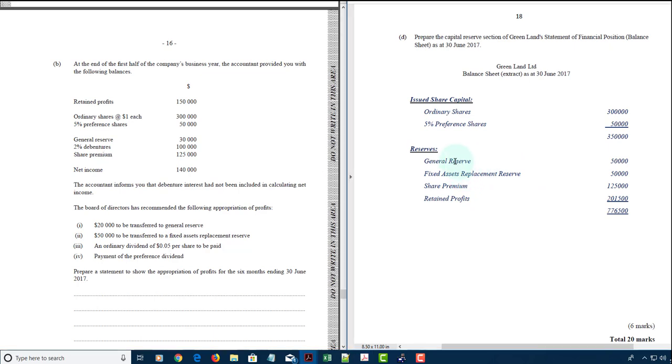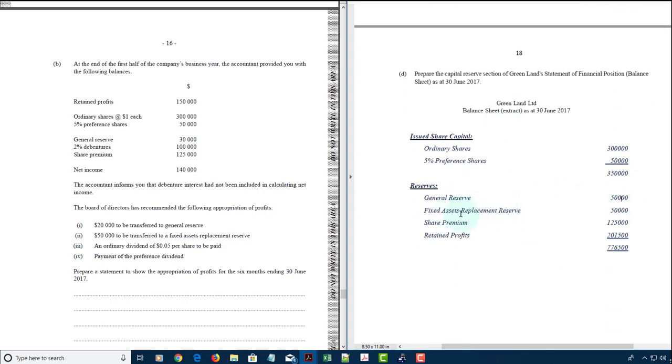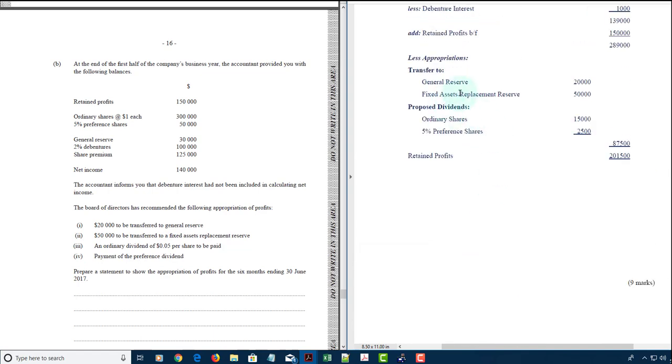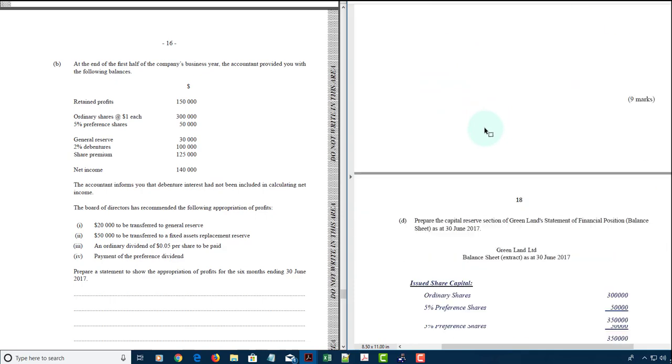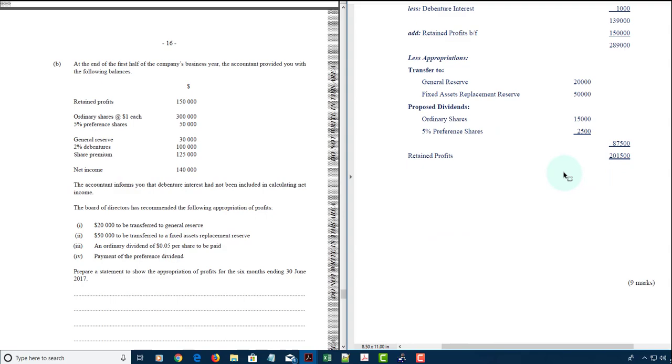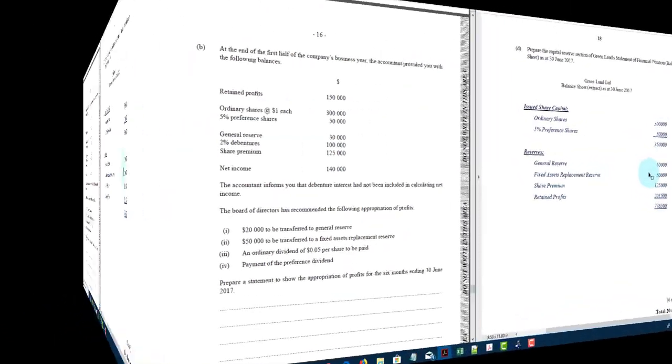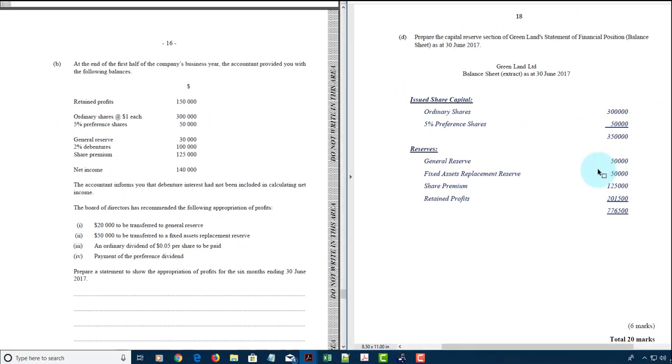So our general reserve in the question is 30,000, but we realize we have 20,000 to transfer to it, so that will give us a total of 50,000. There is a new reserve to be created, fixed asset replacement reserve of 50,000. There is a share premium already in existence of 125,000. And then we have our retained earnings of 201,500. So we would add all of these together, and that would be the end of your financed by section, or the capital reserve section of Greenland's Statement of Financial Position.